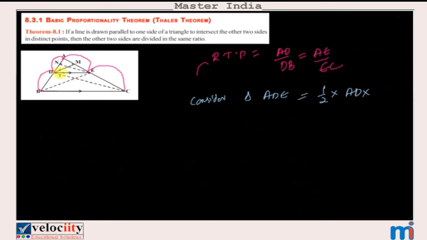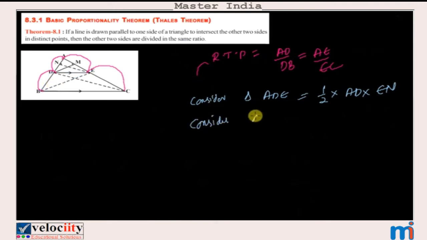And the height is EN, because EN is the perpendicular, right? So EN is my perpendicular height. Next, let me consider DB. DB is forming this triangle, right? My side DB here is part of this triangle BDE. So let me consider triangle BDE.